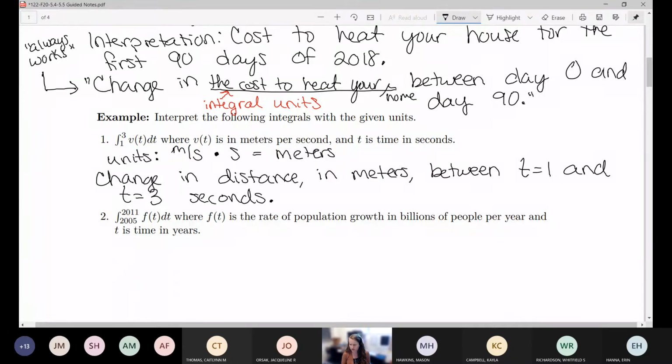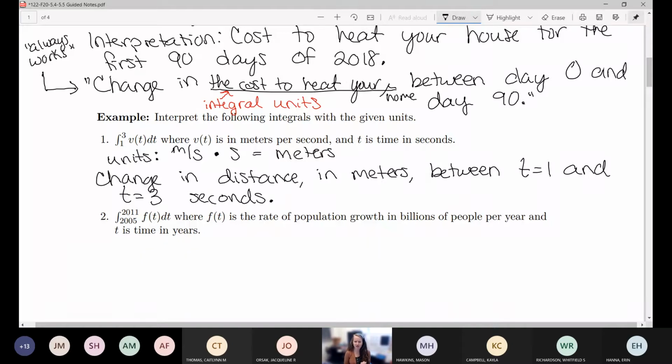Oh, wait. Was that not your question? You mean like not having it as t equals 1 and t equals 3 and phrasing it as like 1 second and 3 seconds? Oh, maybe no. Maybe I did get it. I don't know.